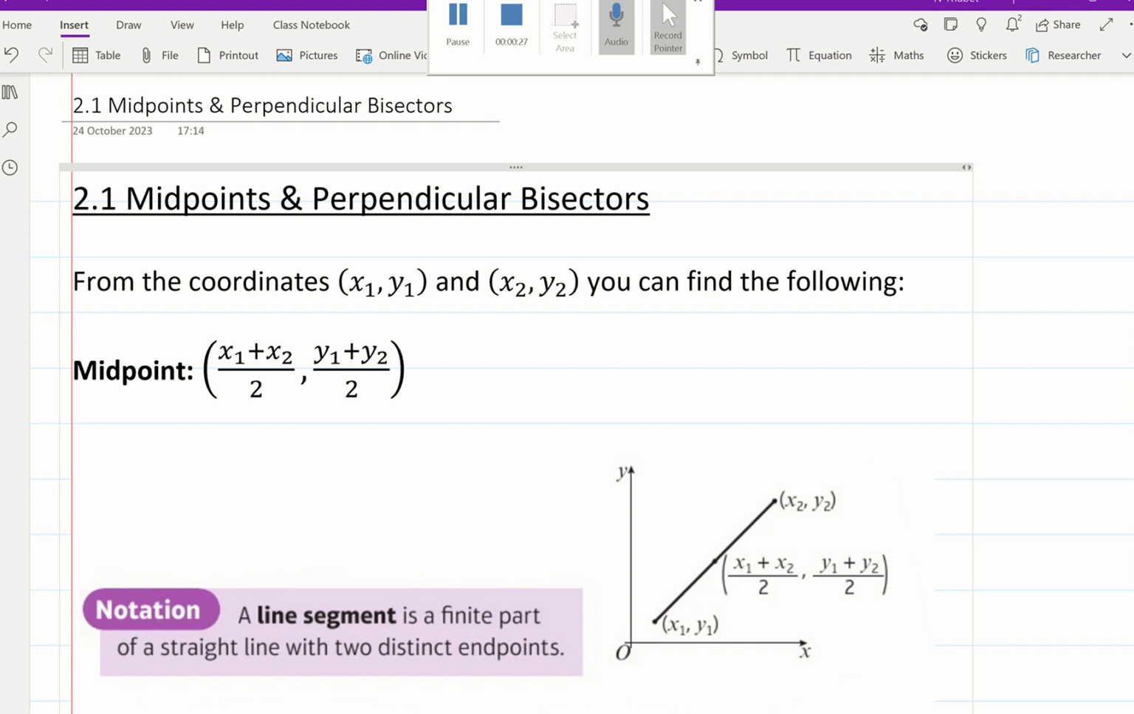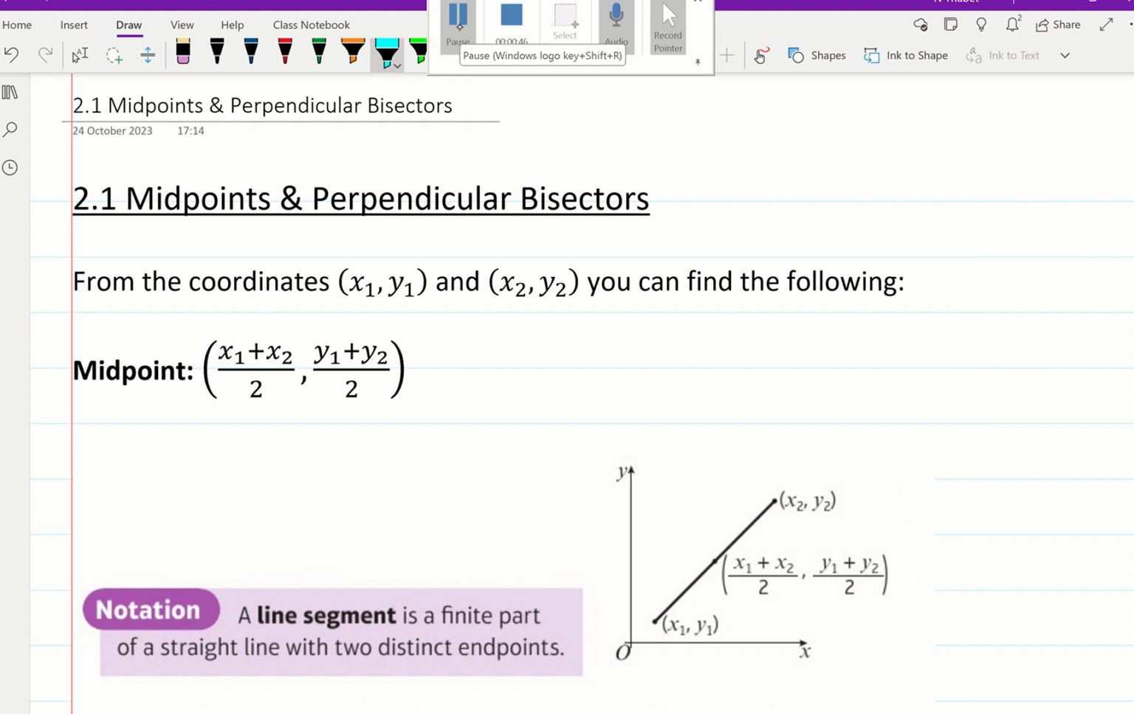So a line segment is a finite part. It's a specific part. A straight line can be infinite. It can go from one end to another forever and ever on both ends. But a line segment is a finite part of a straight line with two distinct end points. So the end points are the actual coordinates that we're finding the midpoint of.